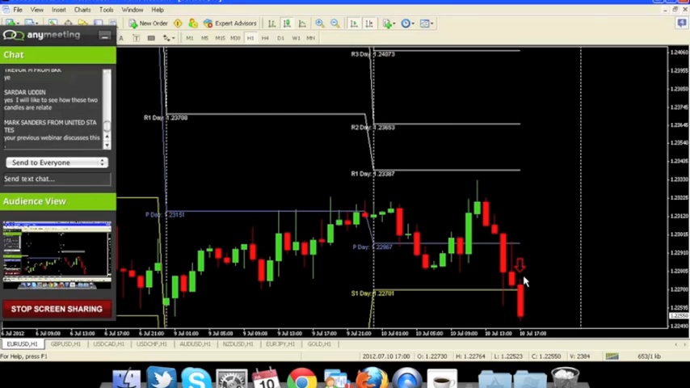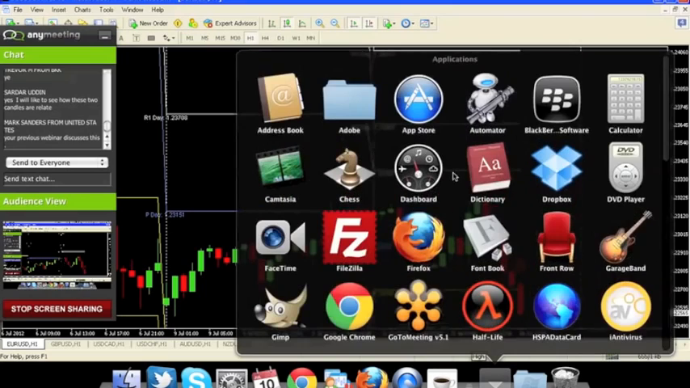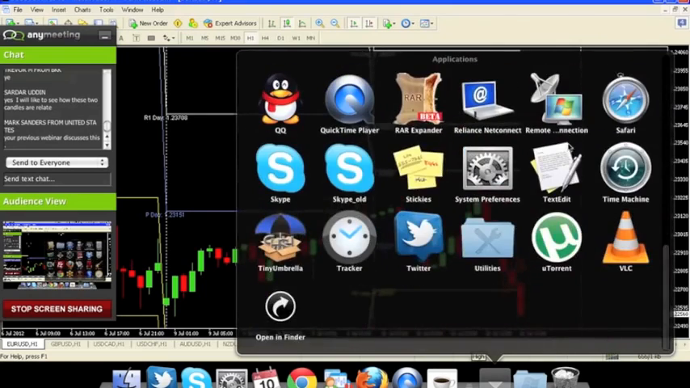That's Euro USD. Put Euro USD aside. You've taken a look at it already. Let me write this stuff down for you guys so you can see this.